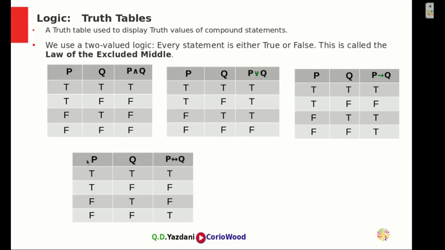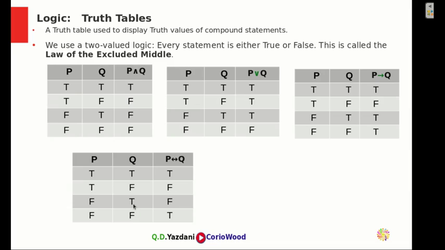All right. So how about P and Q? P if and only if Q. If P is true and Q is true, then P if and only if Q is true. If P is true and Q is false, then P if and only if Q is false.